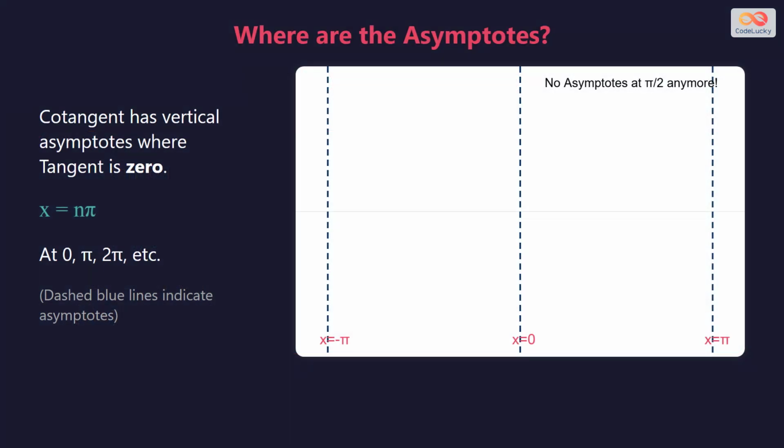Let's find the new asymptotes. Since cotangent is 1 over tangent, it is undefined whenever tangent is 0. Tangent is 0 at x equals 0, pi, 2 pi, and so on. Therefore, the cotangent graph has vertical asymptotes at every integer multiple of pi. You can see these represented by the dashed lines.